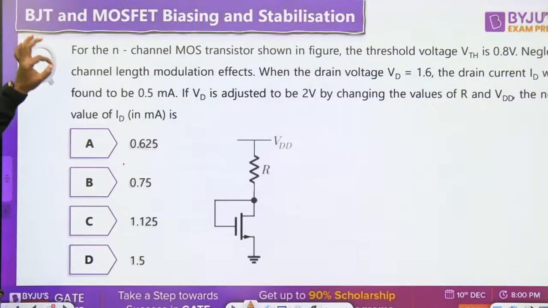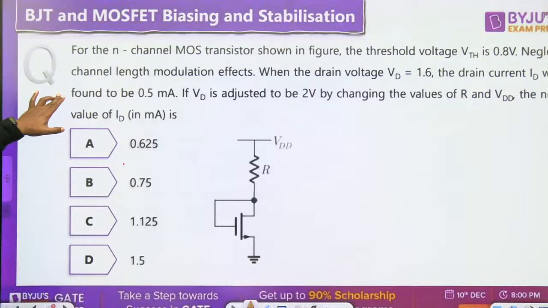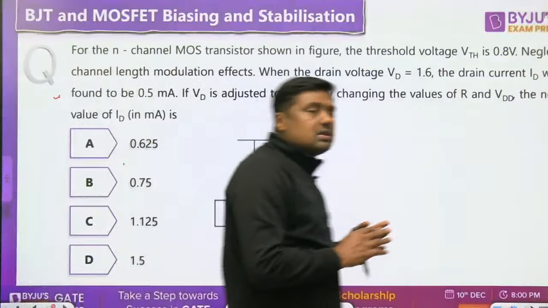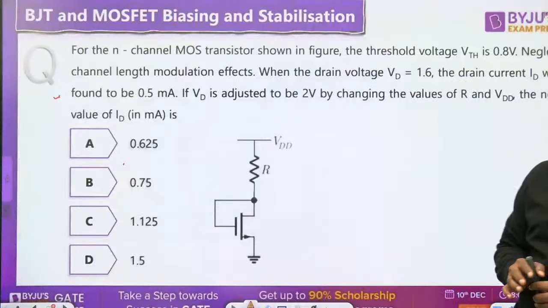For the N-channel MOS transistor shown in the figure, the threshold voltage VTH is 0.8 volt. Neglect the channel length modulation effect. When the drain voltage VD is 1.6 volt, the drain current ID was found to be 0.5. If the VD is adjusted to be 2 volt by changing the value of R, find the new value of ID. The same question, similar type of questions we are getting, right?